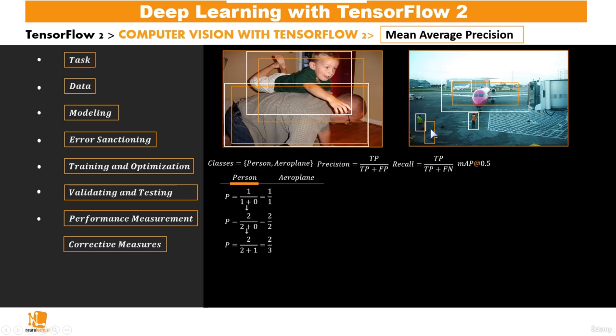Moving to the next prediction for a person, which is this prediction right here, we have an IOU which is less than 0.5. So we suppose that this is a false positive. This is meant to be a positive, but actually, as we can see right here, the IOU between this and this isn't greater than 0.5. So we consider it to be a false positive. In that case, we have 2 divided by 2 plus 1 false positive, giving us 2 over 3.